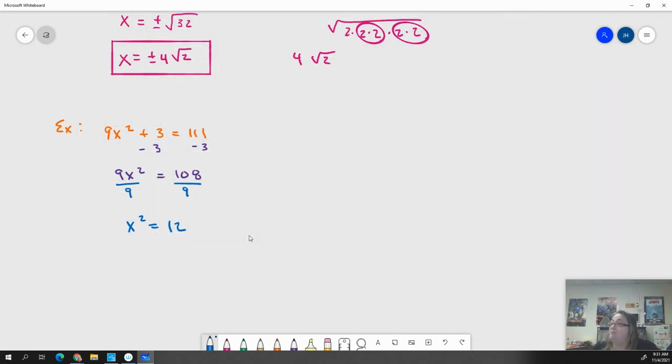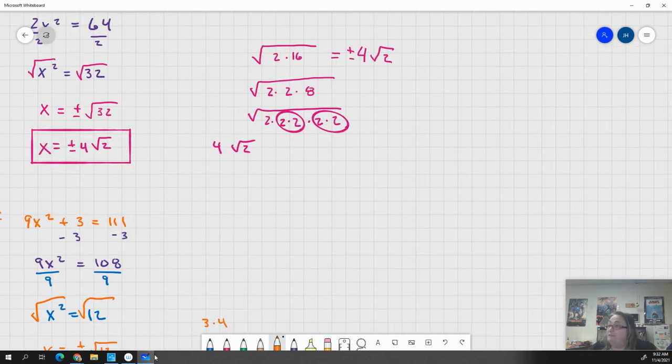And so now we're going to take the square root of both sides because that's what we've been doing, right? When I take the square root of this side and the square root of this side, I'm left with x equals plus or minus the square root of 12. But what do I know 12 to be? 12 is 3 times 4, right? 4 is a perfect square.